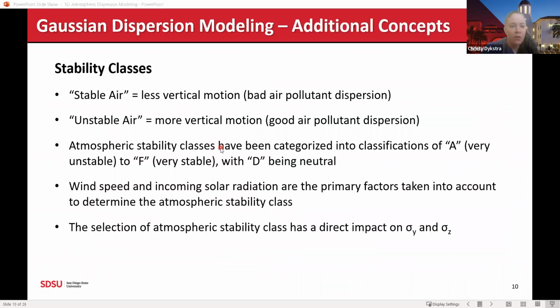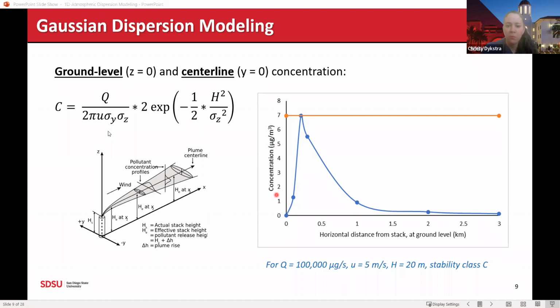So there is a way to do this a little bit more simply. I should have put that right after this, but we're going to talk about stability classes first, and then we're going to come back and I'm going to show you a different way that we can find this maximum downwind ground level concentration. This right here allows us to calculate any of these concentrations along the x-axis, but we often want to find where the maximum is and what the maximum is. We can do that, which we'll talk about in just a minute.